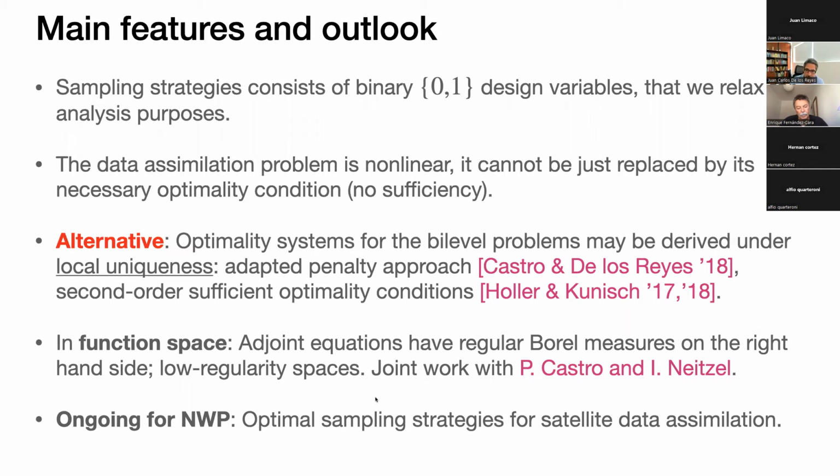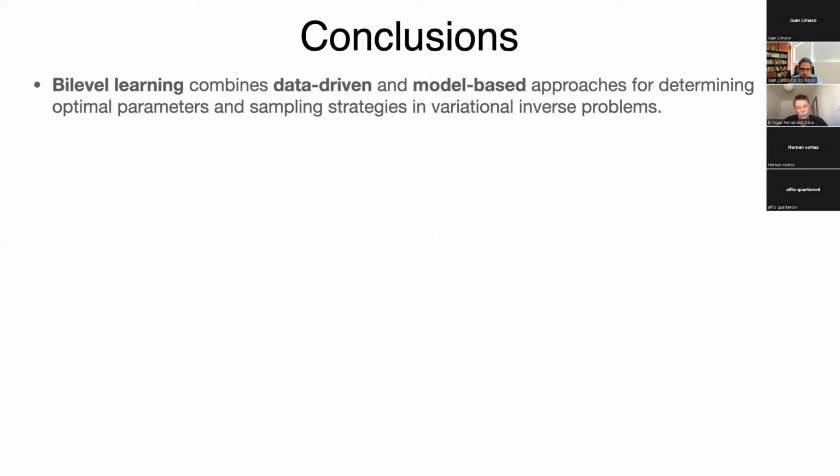So let me jump finally to the conclusions. What I tried to present was the bilevel learning approach as a combination, or a hybrid type of approach, within the machine learning family that relates data-driven and model-based approaches. And the goal is to choose the optimal parameters and the sampling strategies in variational inverse problems, either imaging, data simulation, or any other that you may have.